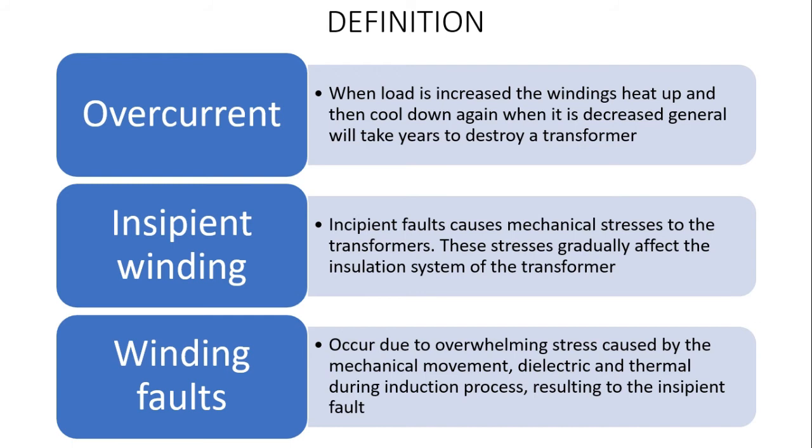For the incipient fault, winding will cause mechanical stress to the transformer. This stress gradually affects the insulation system of the transformer, and there go the winding faults, which occur due to overwhelming stress caused by mechanical movement inside the transformer. Dielectric and thermal stress during the induction process results in the incipient fault.